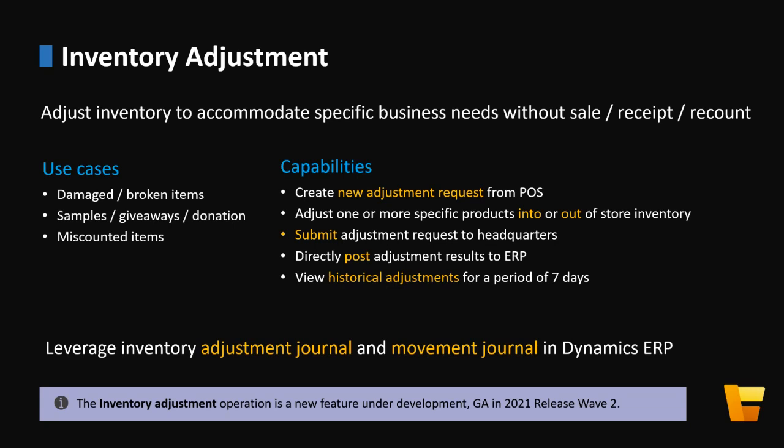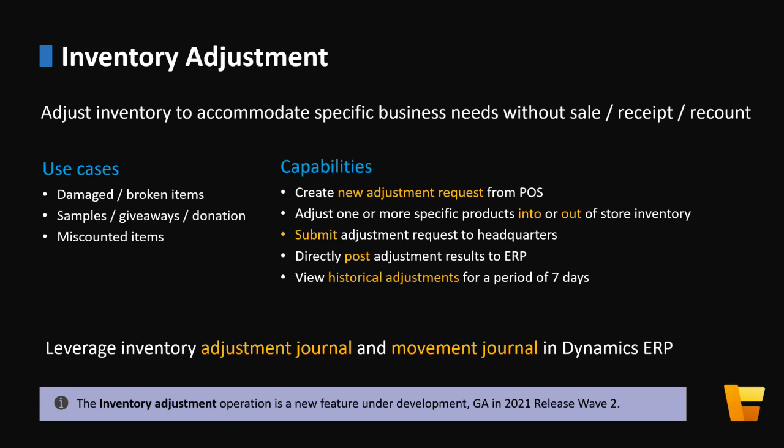Same as the inbound and outbound operations, in this adjustment operation we also give you a view to see the historical adjustments in the past 7 days. Behind the scenes, this operation is leveraging the inventory adjustment journal and the movement journal in Dynamics ERP to process the on-hand inventory adjustment.